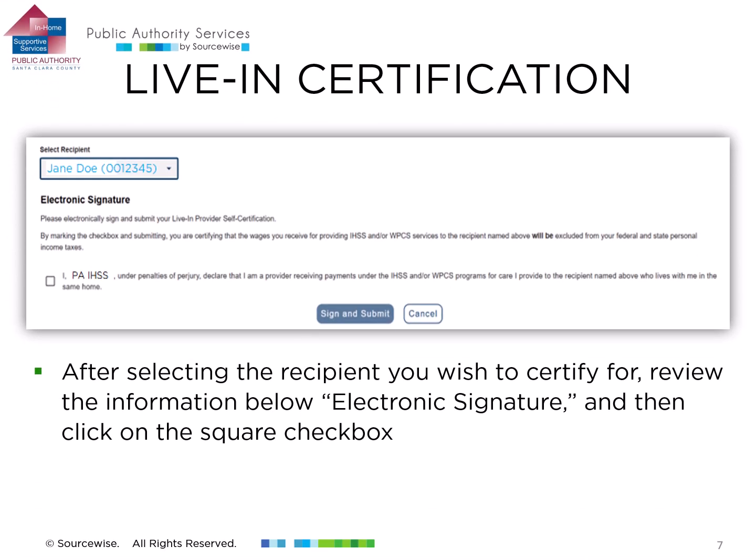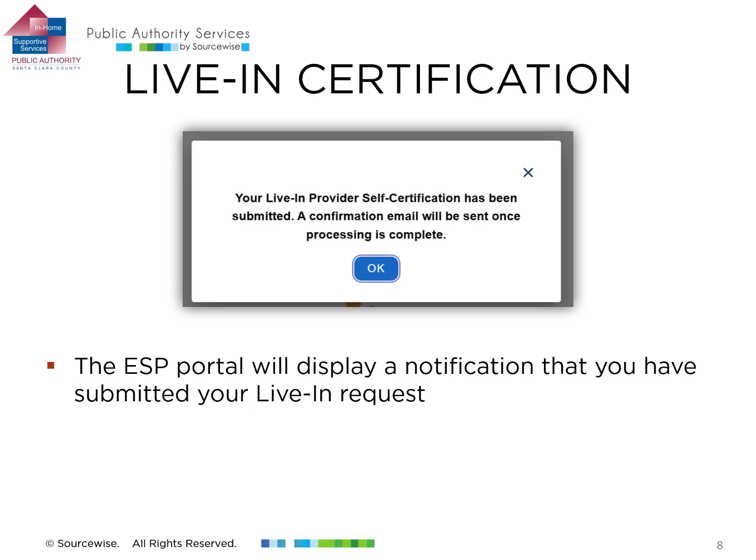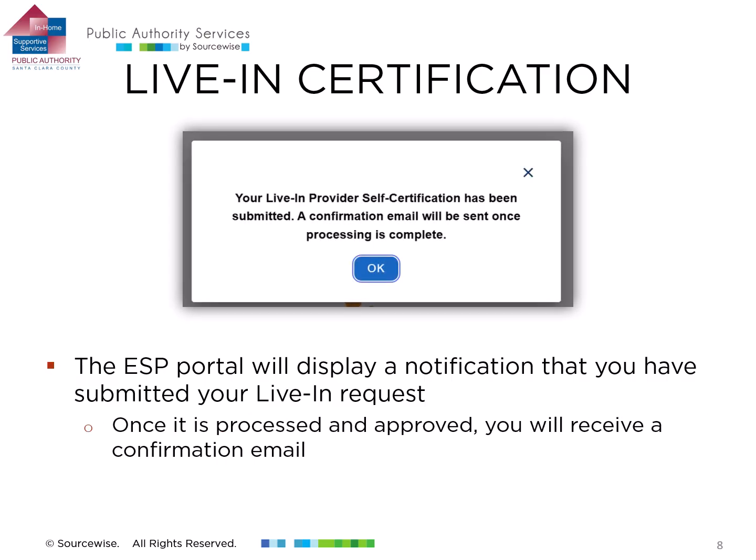After selecting the recipient, review the information and then click in the checkbox to verify you understand and agree. Then click the Sign and Submit button. You will see a notification verifying that you have submitted the certification request. When it is processed and approved, you will receive a confirmation email. Click OK in the notification window.